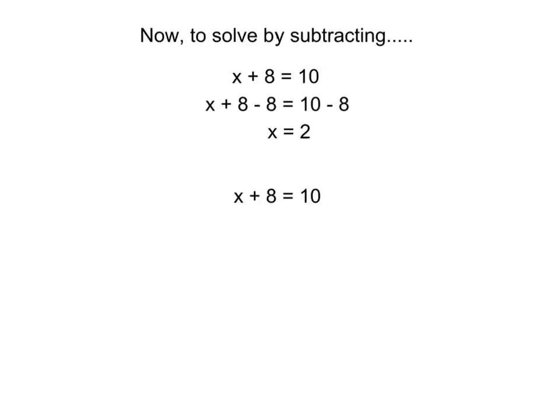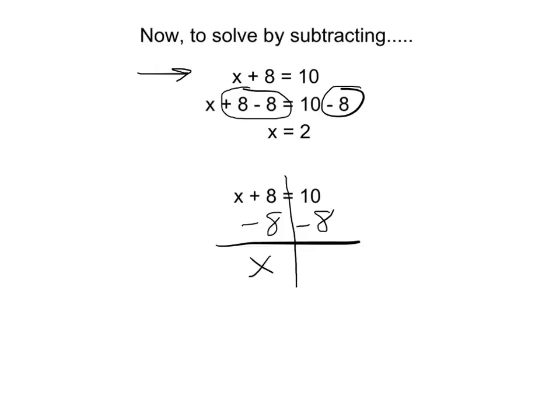Now let's look at solving by subtracting. And again, I have the equation x plus 8 equals 10. I want the 8 to become a 0, so I subtract 8. If I do it on one side, I must do it on the other side as well. And I end up with x equals 2. So now, if we were going to solve this out, x plus 8, instead of plus 8, I subtract 8 on both sides of the equation, and I end up with x equals 2.